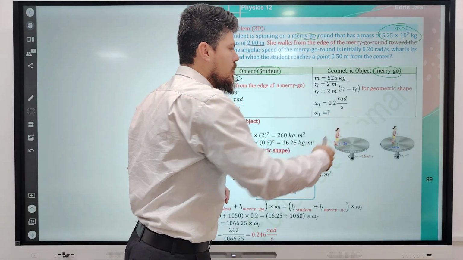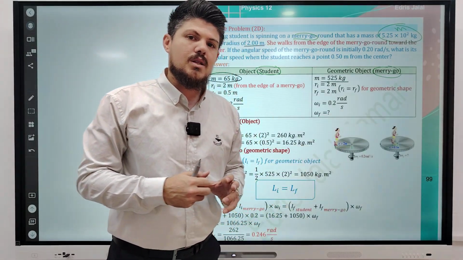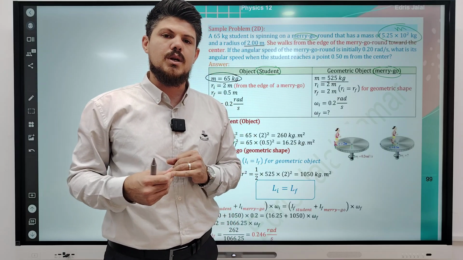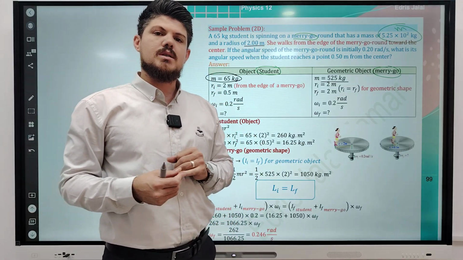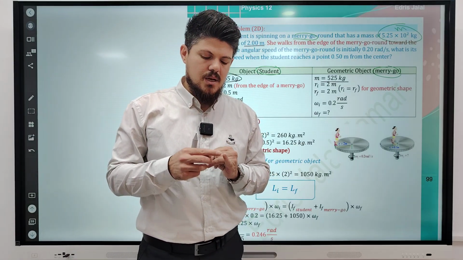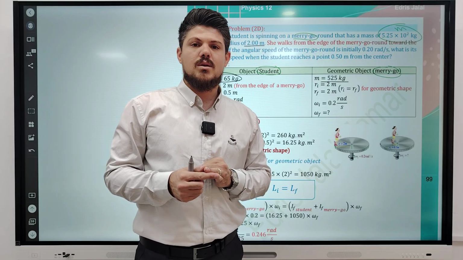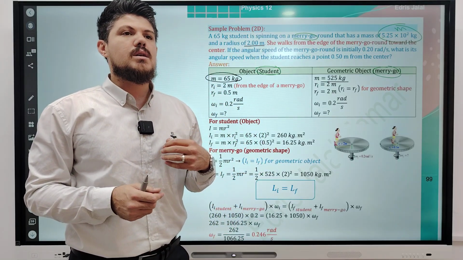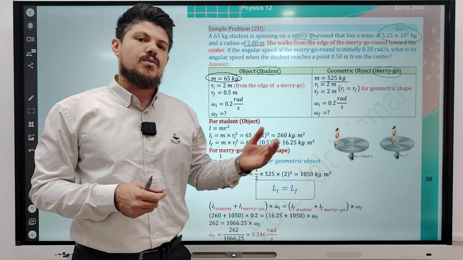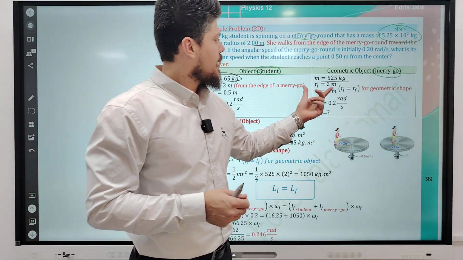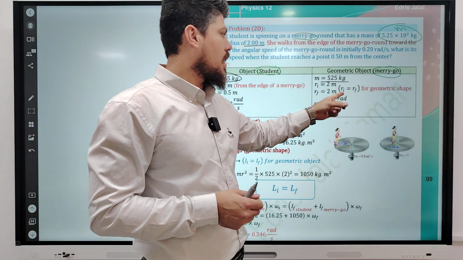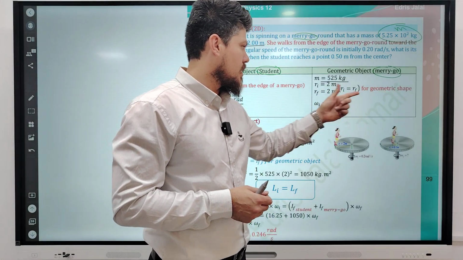Why? Because the merry-go-round is a rigid body. That is why for every rigid body and every geometric shape, such as a pulley, merry-go-round, D6, solid cylinder, or bicycle tire, R initial is always equal to R final. It means that the initial moment of inertia is equal to the final moment of inertia for the geometric shape. Okay? R initial is 2 meter and R final is 2 meter.